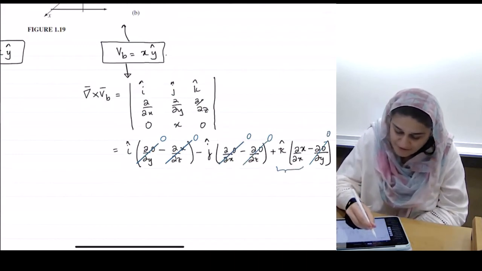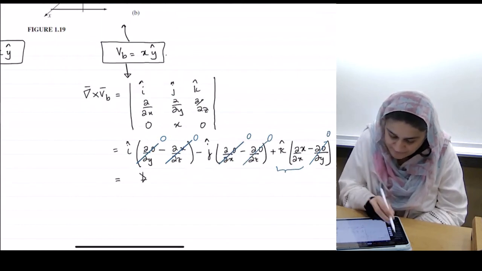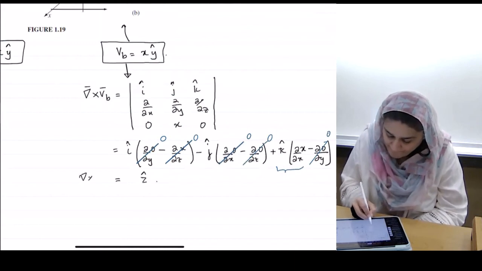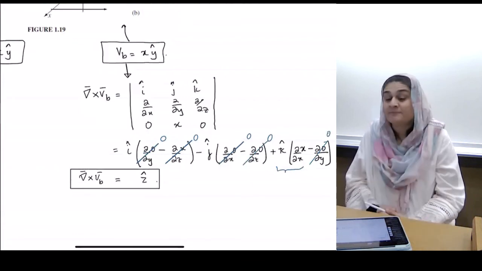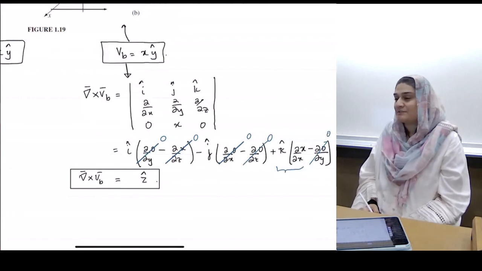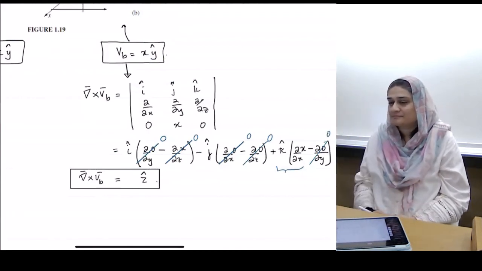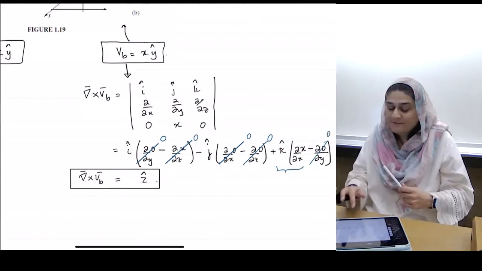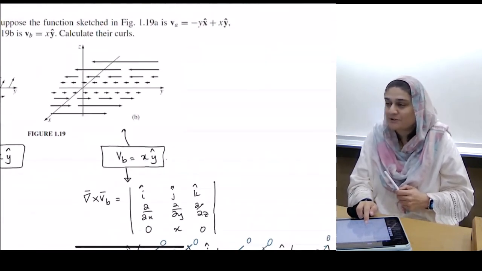And so the answer is that this curl has a magnitude 1, and it is in the z direction. It's curling in the z direction, around the z. So even though this doesn't look like it's curling, Casey, that was a good pick.